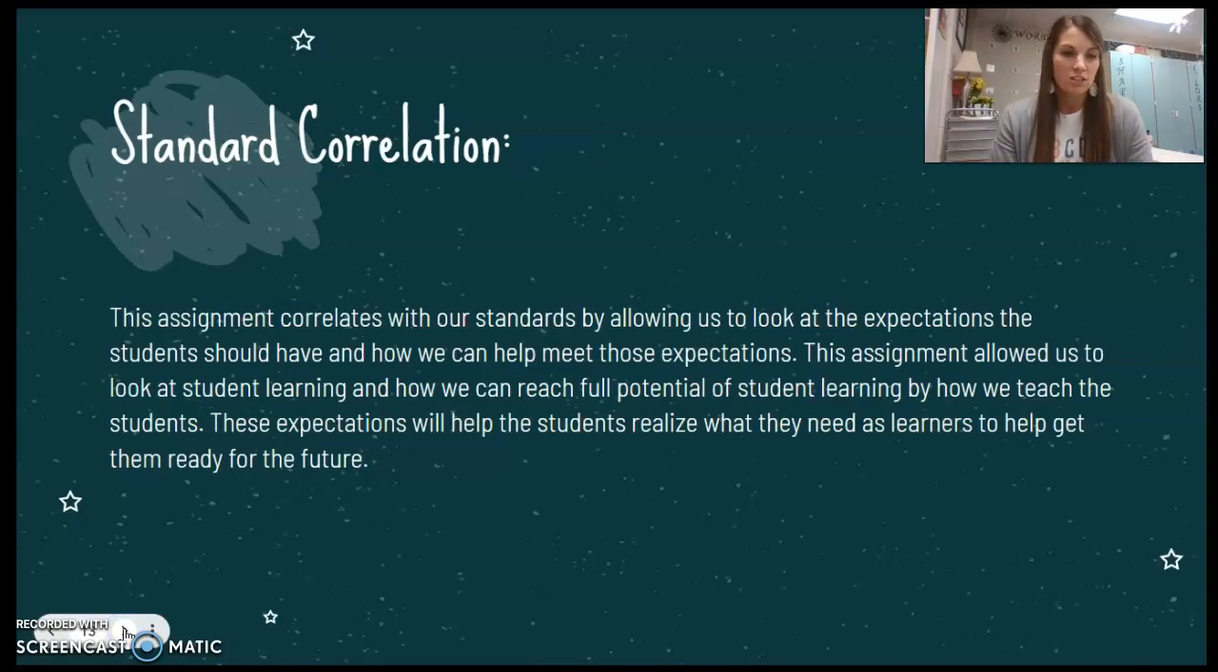My standard correlation: this assignment correlates with our standards by allowing us to look at the expectations the students should have and how we can meet those expectations in the classroom. This assignment allowed us to look at students' learning and how we can reach full potential of student learning by how we teach the students. These expectations will help the students realize what they need as learners and to help get them ready for the future.